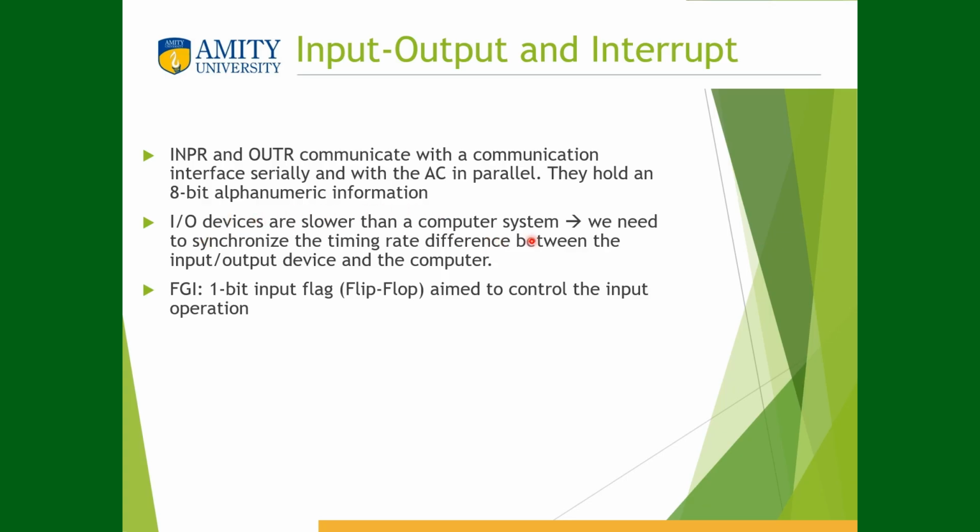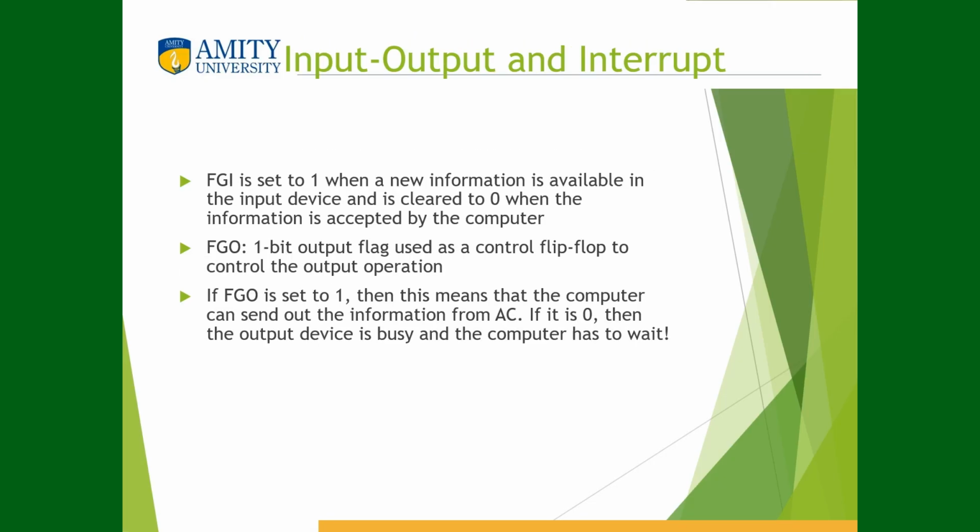Input devices are usually slower, so we need to synchronize them. For this we use the FGI bit. It is a 1-bit flag, and it controls the operation. When FGI is set to 1, that means new information is available, and when it's 0, that means the computer has accepted the information from the input device.